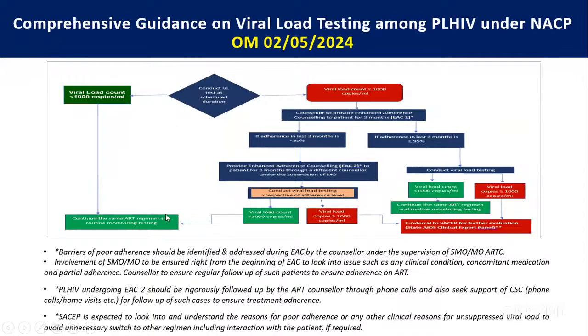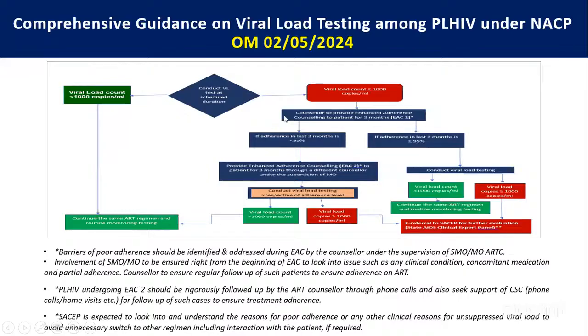This is a busy slide. I think you have gone through it on many occasions. The algorithm says to conduct the viral load test at the scheduled duration that we discussed in the previous slide. If the viral load is less than 1000 copies per milliliter, you continue the same ART regimen and routine monitoring testing that is being done. However, if the viral load is more than 1000 copies per milliliter, then one has to embark on enhanced adherence counseling for 3 continuous months, or EAC1.